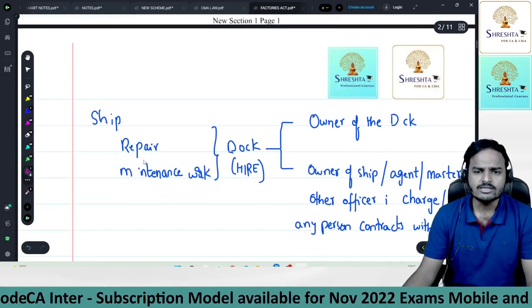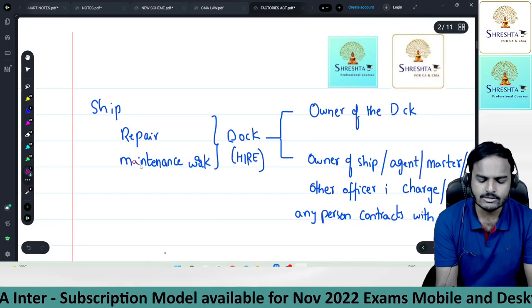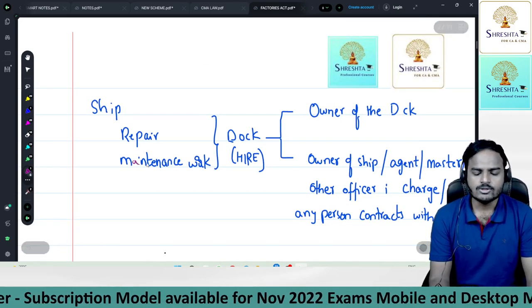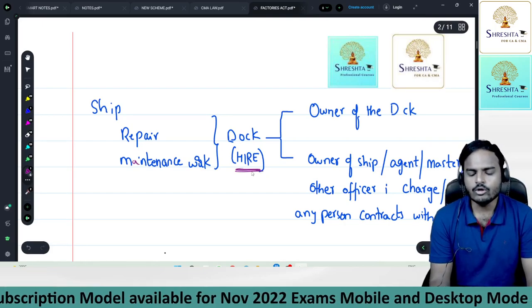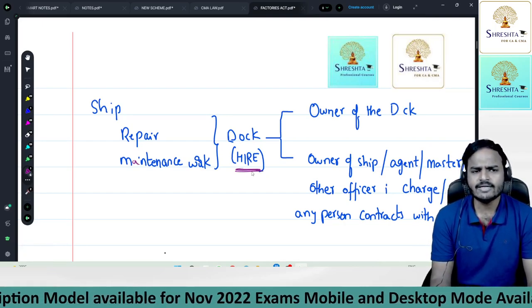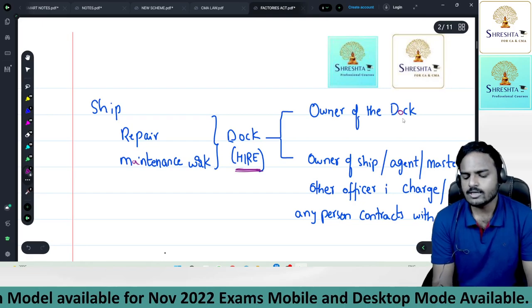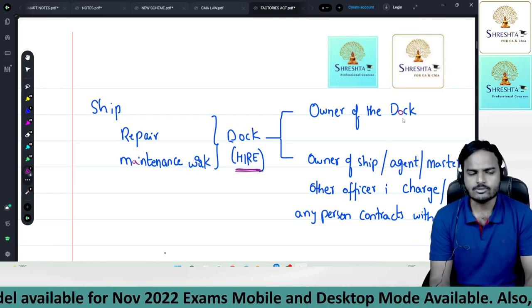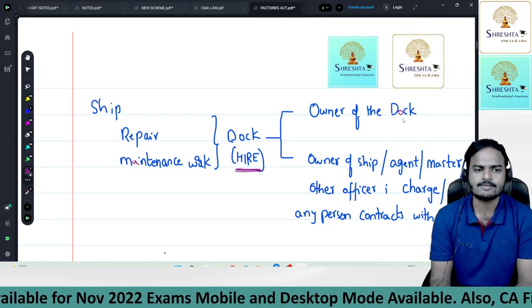Next, coming to ship manufacturing, ship repair, or ship maintenance works. So are they for hire or owned by the entity? Owned by the entity, the owner and day. No, sir, they are for hire purposes. We took ships on a hire basis.